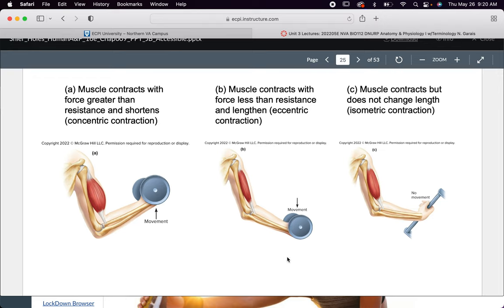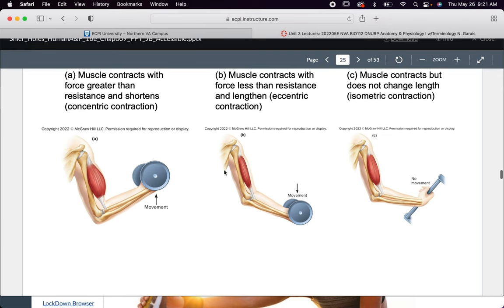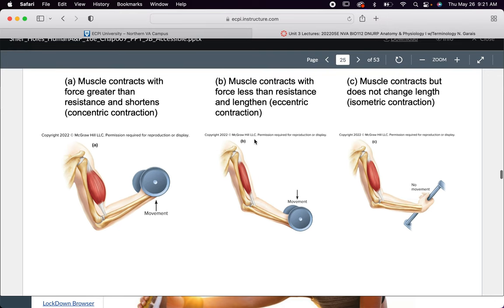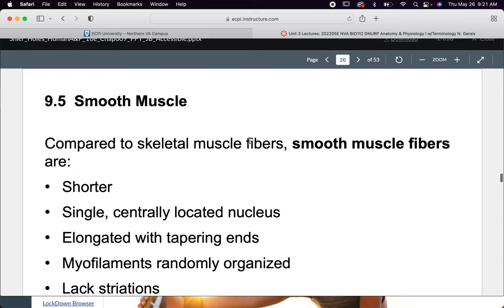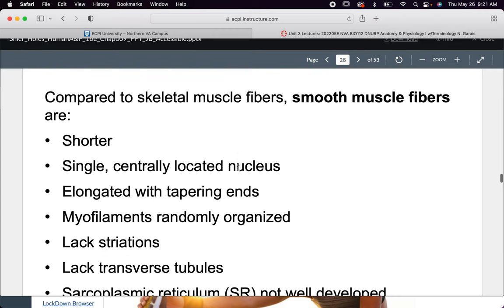Last but not least, Johnny's not lifting any weight and he's keeping his arm still, but he's giving himself a little muscle contraction, but, you know, his muscles aren't changing in size. They are staying the same, hence the term isometric, and that's this. So this is a nice one, isn't it? Very testable.